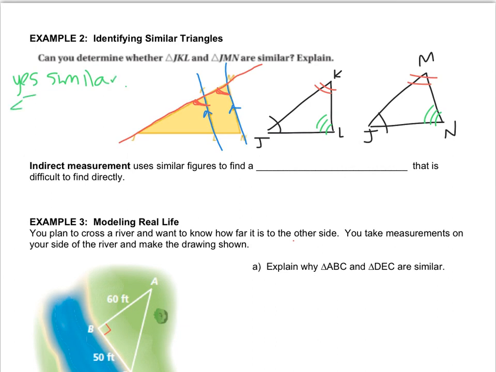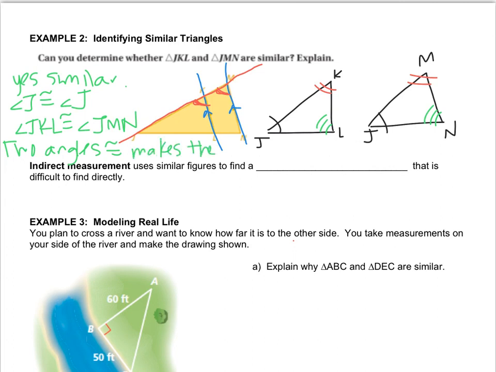We have angle J is congruent to angle J. And then the first angle that I figured out was angle JKL is congruent to angle JMN. And because we have two angles congruent, that makes them similar.